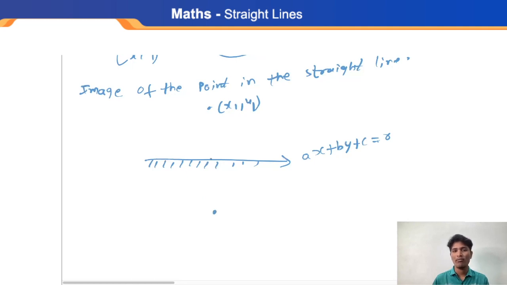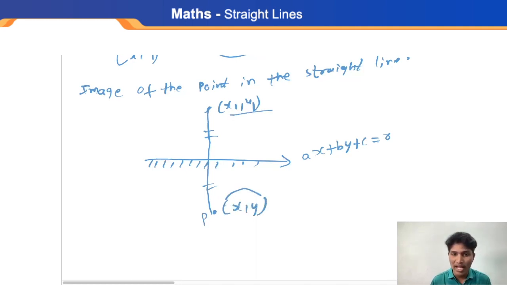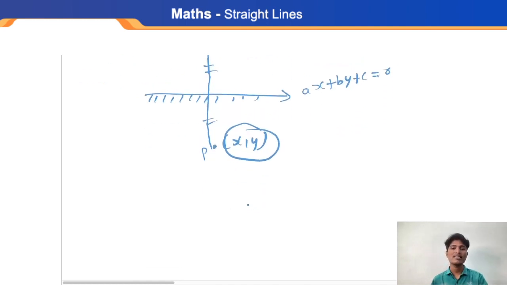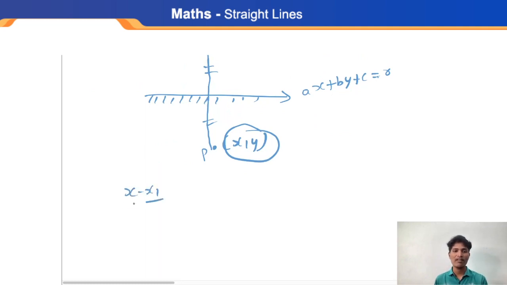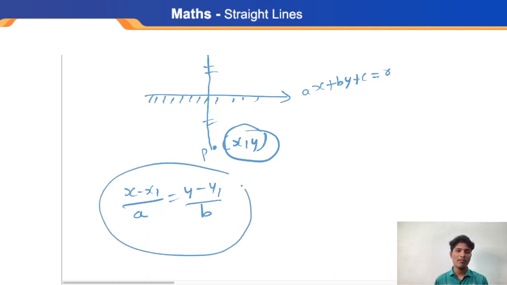You will get a point here because the distances will be equal. If the point is x1 comma y1, the image will be x comma y. I want to find this, that is, the image of the point with respect to the straight line. How to calculate? Same formula as the foot of the perpendicular, but there is a slight change. x minus x1 divided by a is equal to y minus y1 divided by b. This entire thing will be the same, but it should be equated to minus 2 times ax1 plus by1 plus c divided by a square plus b square.